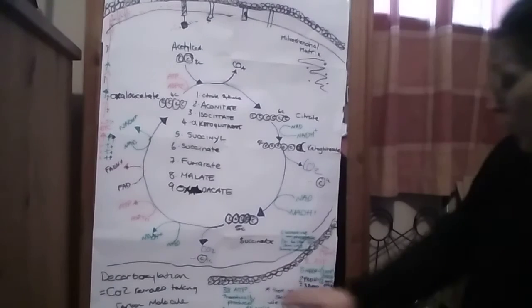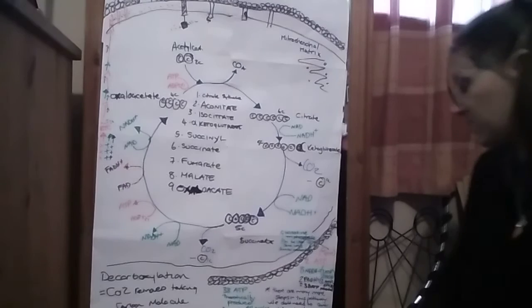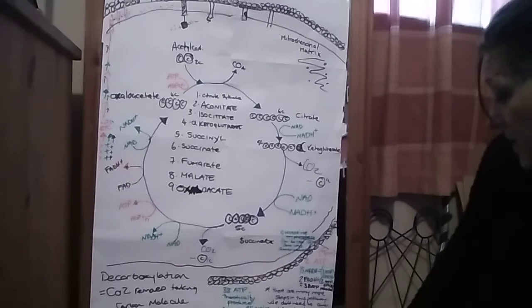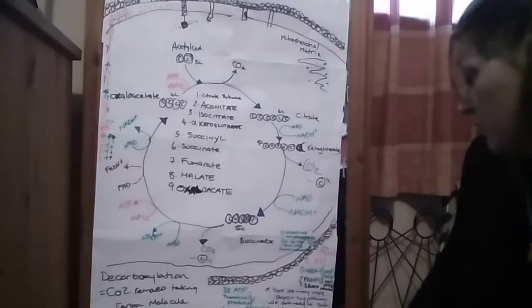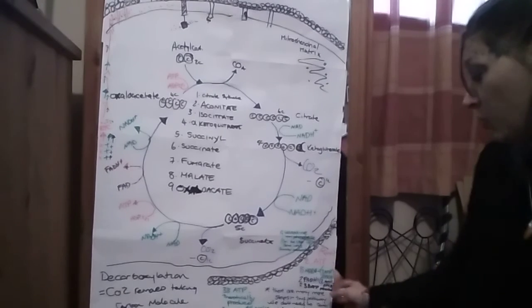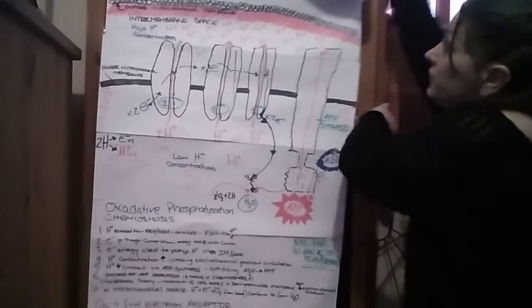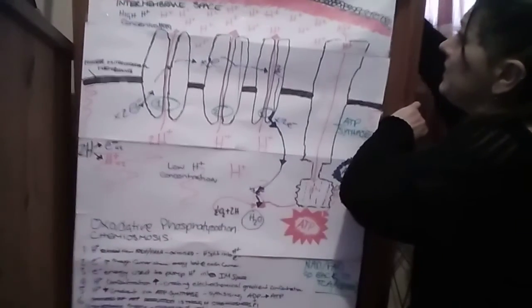a few times here, so we've got a net potential of 38 ATP. There are many more steps in this pathway, but I'm not going to cover all of them at this level, as I have been told. Right, okay.